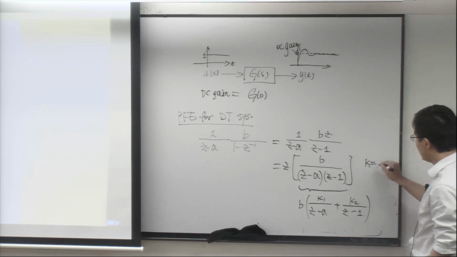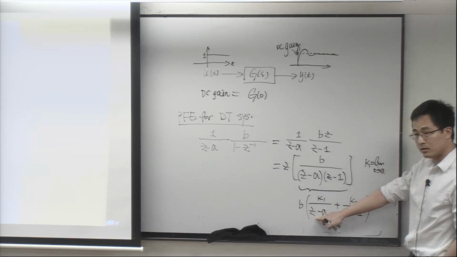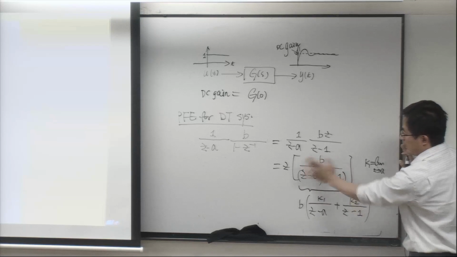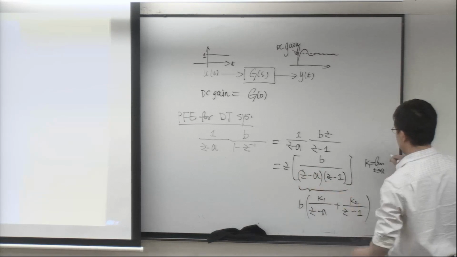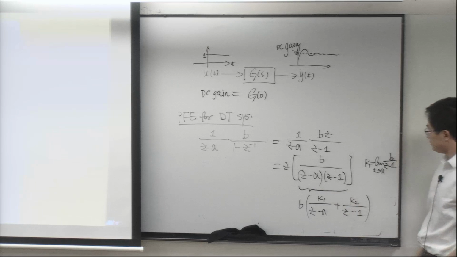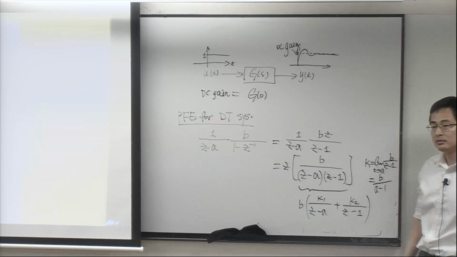K1 should be the limit as Z goes to A, Z goes to the root, and then the whole thing multiplying Z minus A. So it's B over Z minus 1, which is B over A minus 1.